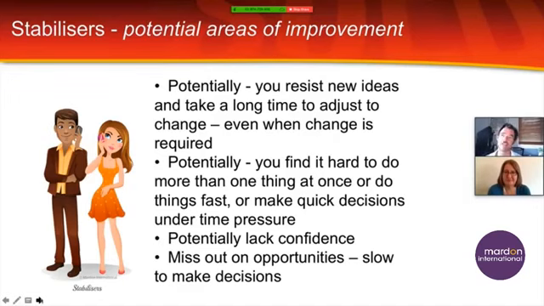So, as you can see here, potentially you resist new ideas and take a long time to adjust to change, even when change is required. Potentially, you find it hard to do more than one thing at once, and to do things fast or make quick decisions under time pressure. Stabilizers hate time pressure. If a stabilizer is asked to make a decision that's got a risk profile, if they're going to make a decision within an hour, they will choke. They just won't be able to make that decision.